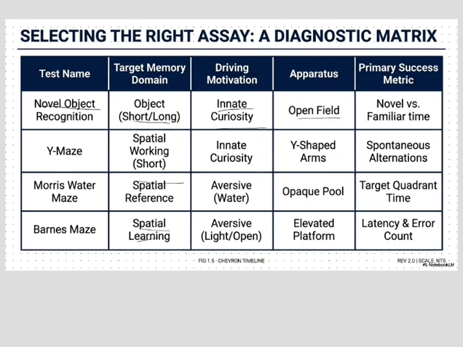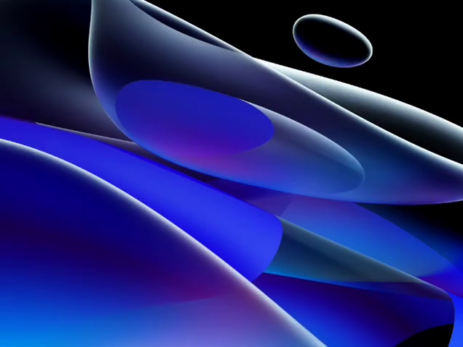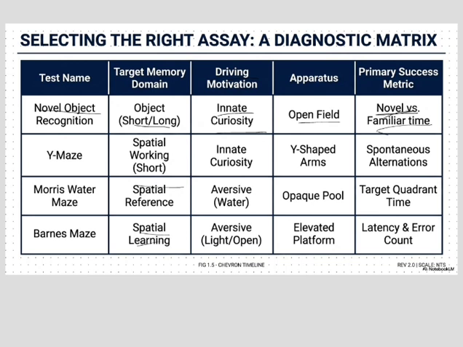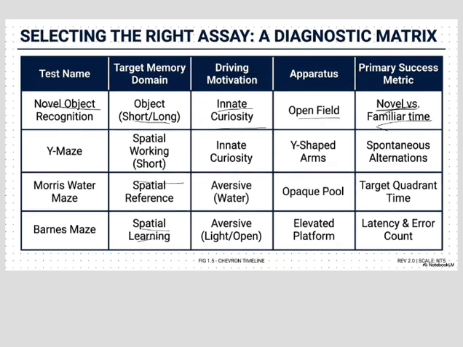and we study on the basis of novel versus familiar time. The Y maze involves the study of spatial working, short-term memory, in which the driving motivation is innate curiosity. The apparatus is a Y-shaped arm. The primary success metric is spontaneous alternation.